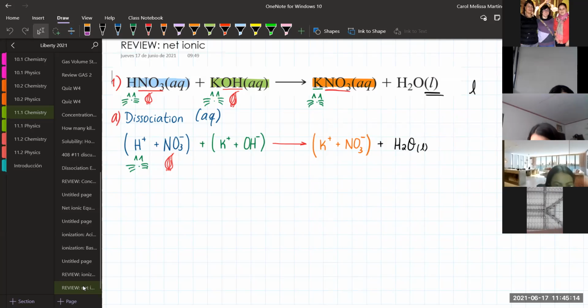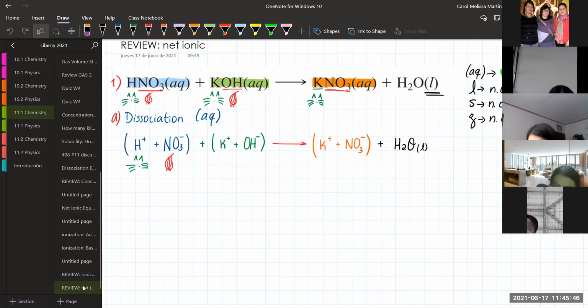Remember, liquid, no dissociation required. Solid, no dissociation required. And gas, also no dissociation is required. Only those that are aqueous. Only those that are aqueous, okay? So, once you have all this, you continue with the second part.